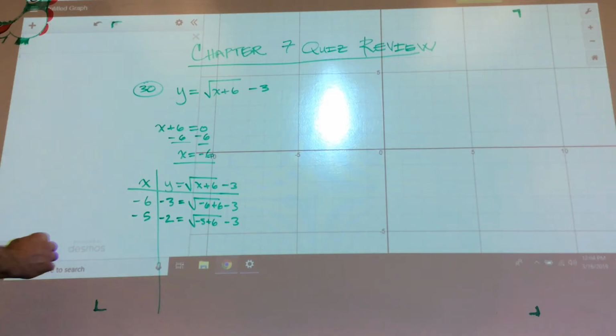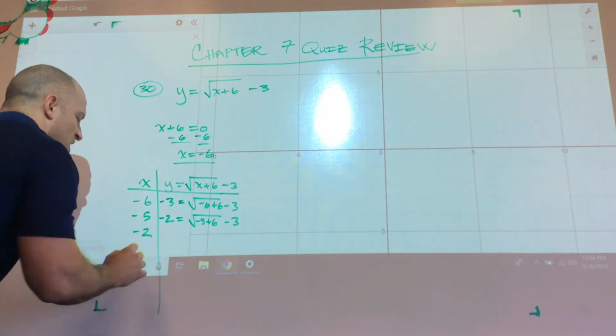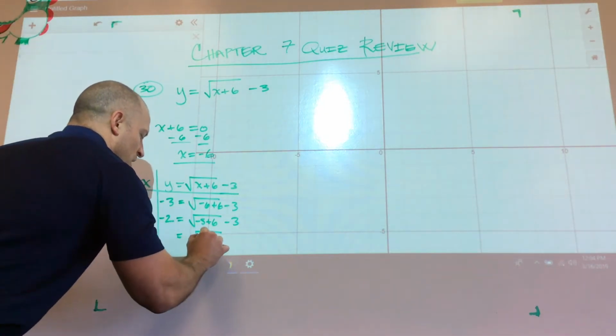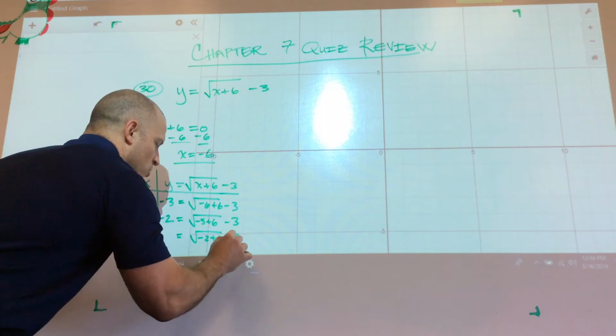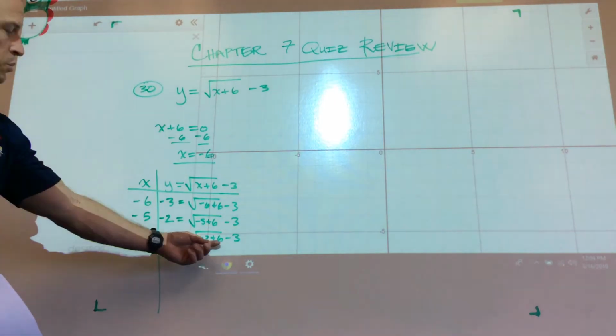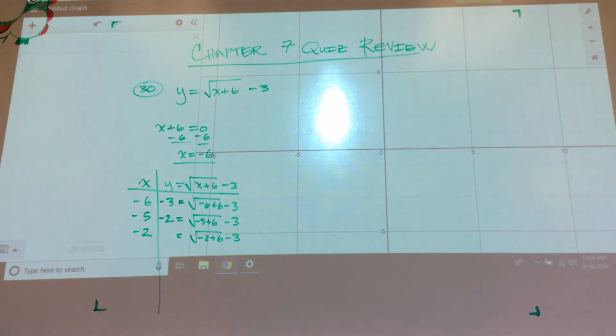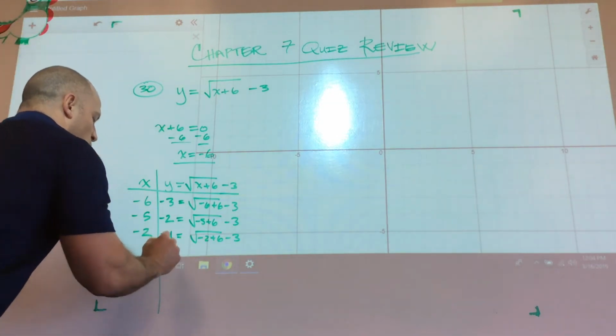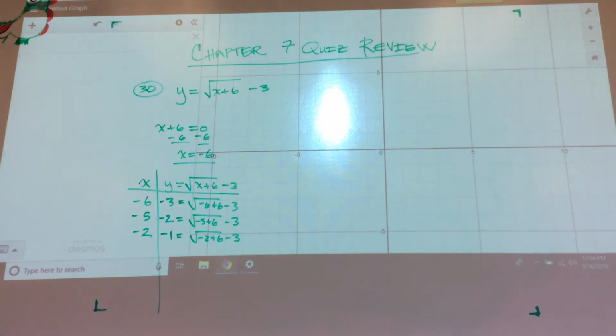We'll now make the jump to negative 2 because, again, notice what's going to happen there. If we put negative 2 in, negative 2 plus 6 minus 3, we're going to get negative 2 plus 6 is 4. Square root of 4 is just 2. 2 minus 3 is just going to give us negative 1. So we're going to continue to get nice values that are easy to graph.